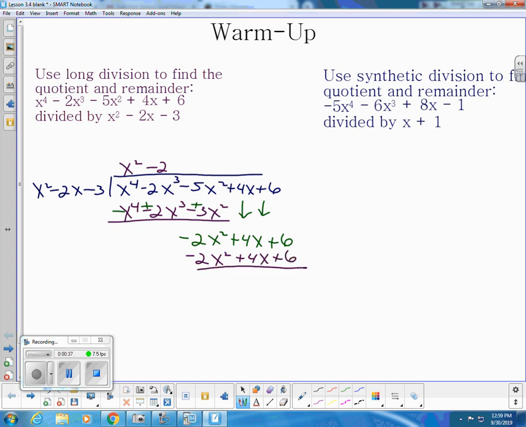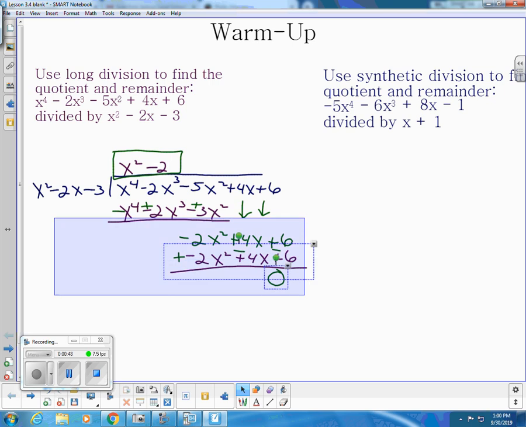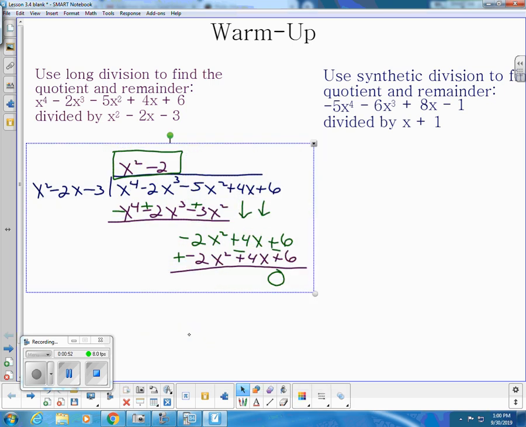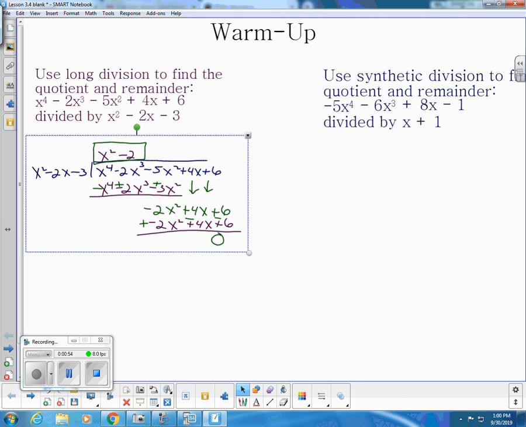And then it ends up being that our remainder is 0. So this is our quotient. We have no remainder. Okay, did everyone do okay on that one? Okay, so be careful. If you cancel out more than one, you make sure you have the same number.